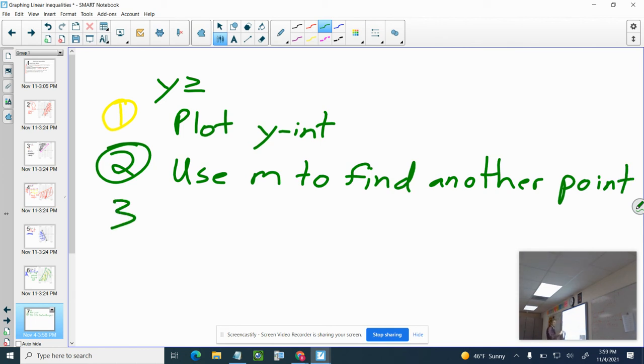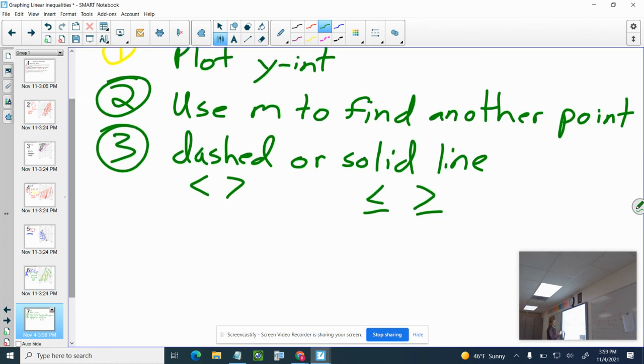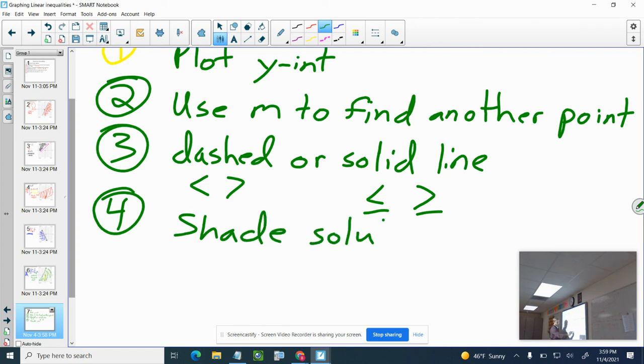Okay, and then 3, we determine if it's a dashed line or solid. And remember that a dashed line is one of those symbols and a solid line is one of these symbols. And then 4, we need to shade our solutions, or use a checkpoint.